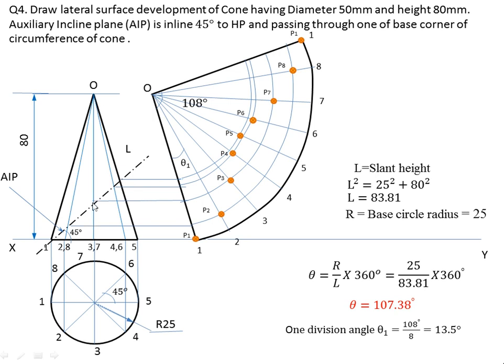Similarly O3 is cutting here. So this is P3. Similarly the 4th generator is cutting here. So this is P4. And similarly P5, again P6 on the same P4 generator. 7 will be on the P3 line, same here. So it is P3, P8 and P1. So join this curve. So in this way we have completed this problem.